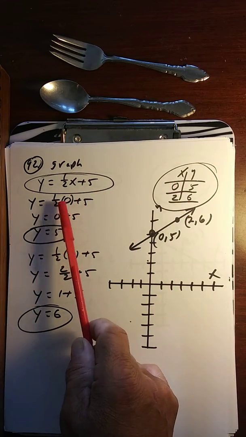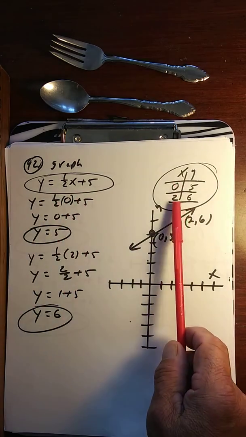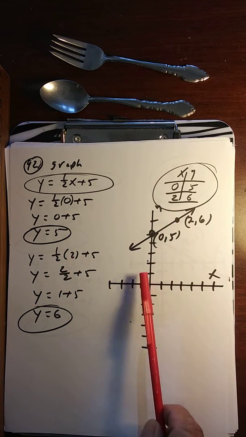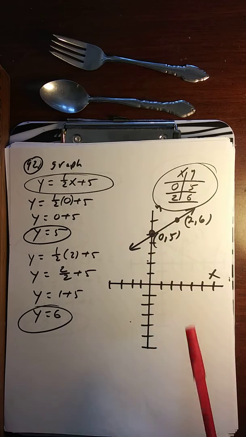1/2 x plus 5. Put a 0 in there. 0 plus 5 is 5. Let's put a 2 in there. It's going to be 2 over 2 is 1. 1 plus 5 is 6. So we have 0 and 5 and 2 and up 6 spaces.